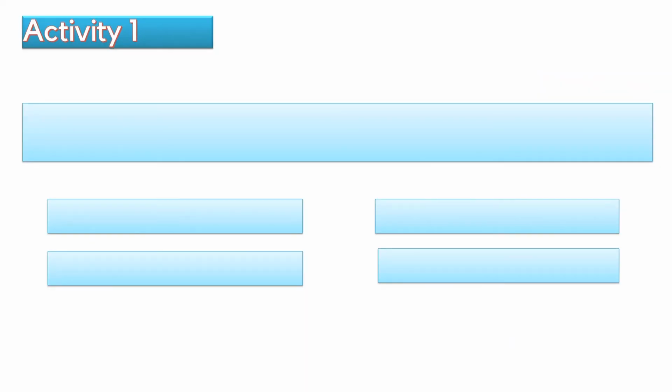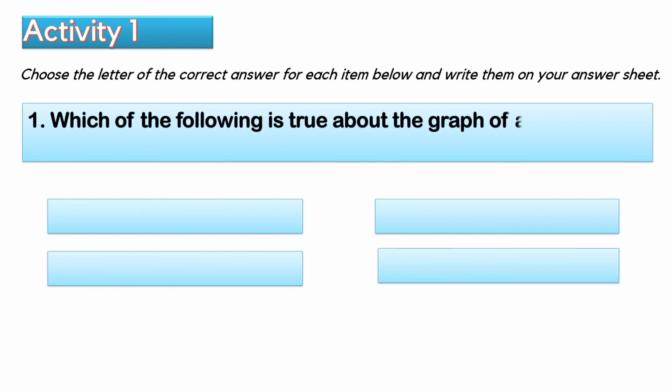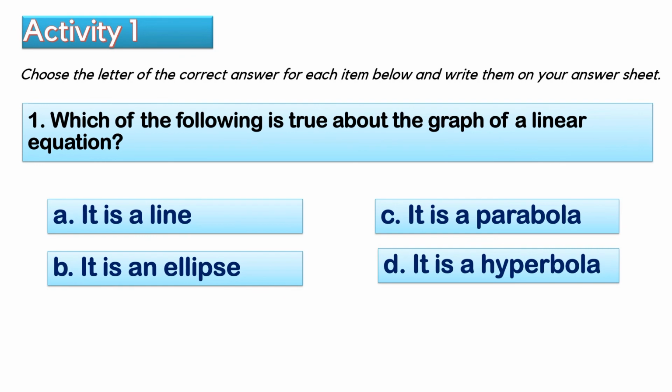Now, let's proceed to our first activity. Choose the letter of the correct answer and write them on your answer sheet. Question number 1. Which of the following is true about the graph of a linear equation? Letter A, it is a line. Letter B, it is an ellipse. Letter C, it is a parabola. And letter D, it is a hyperbola. You have 5 seconds to answer the question. Time's up. The correct answer is letter A, it is a line, and you are correct.